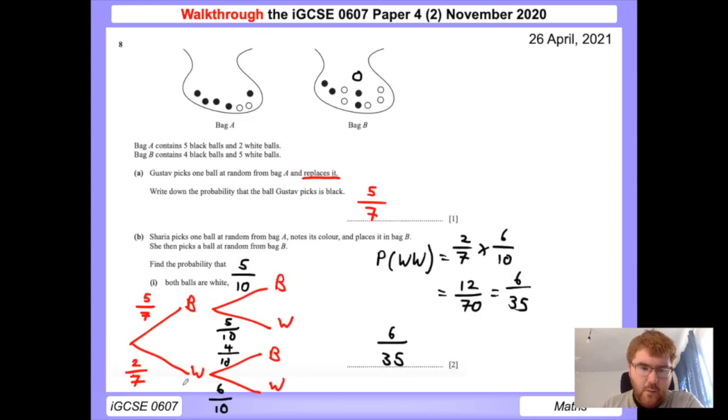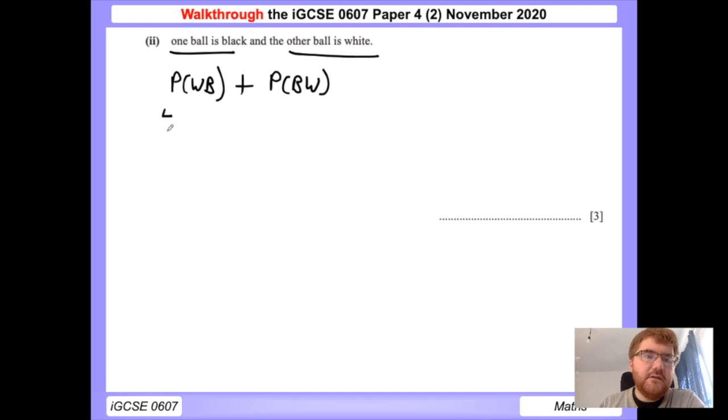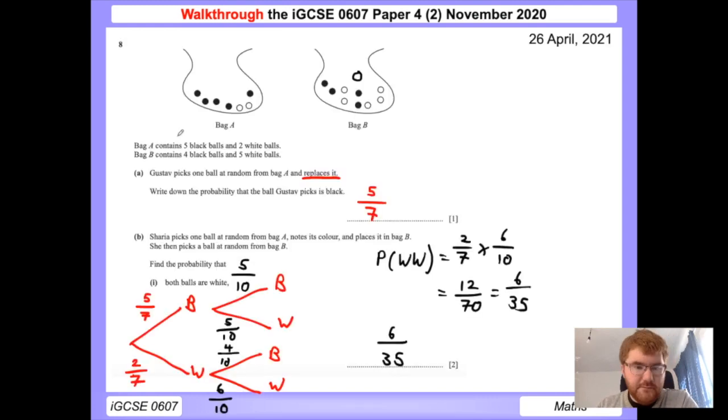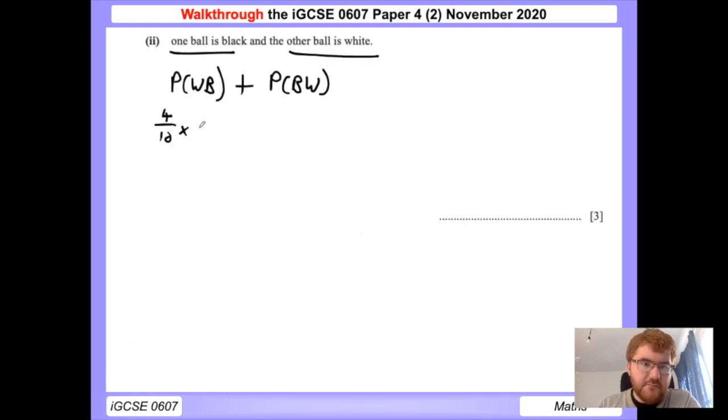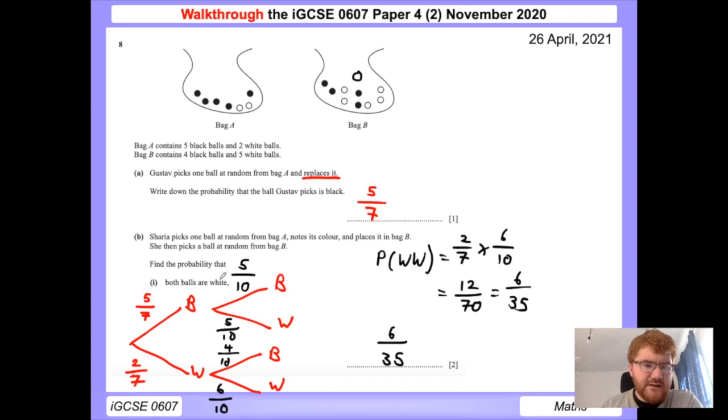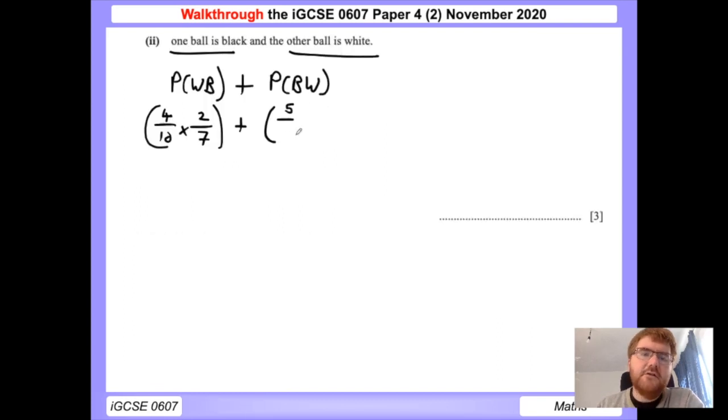Probability of white-black, well, it's going to be going along this route. So we've got 4 over 10 times 2 over 7. Should do it the other way around, really. Put this in brackets. White-black, and then we do black-white. So we get 5 over 7 times 5 over 10. Again, I'm not going to reach my calculator, but you could at this point.